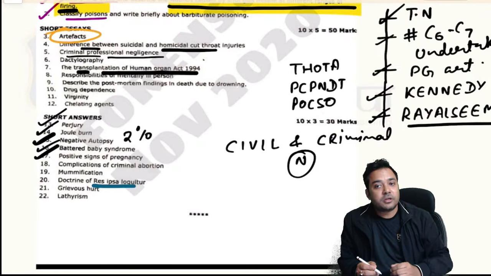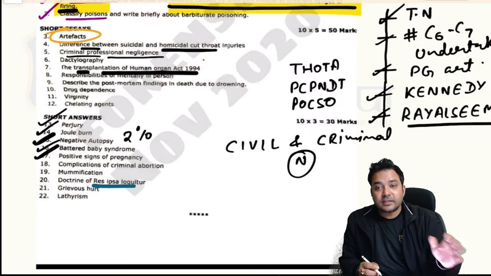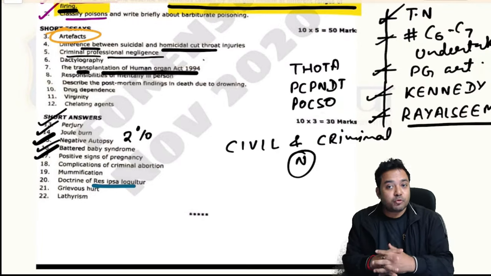What is Res Ipsa Loquitur? Whenever an obvious fault is done by your doctor, what happens when the matter goes to court is that the judge will tell the victim that everything is hence proved from your side, you need not prove anything, and now the judge will ask the accused that you prove that you are innocent.